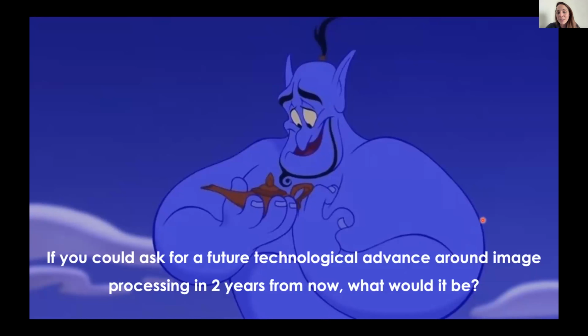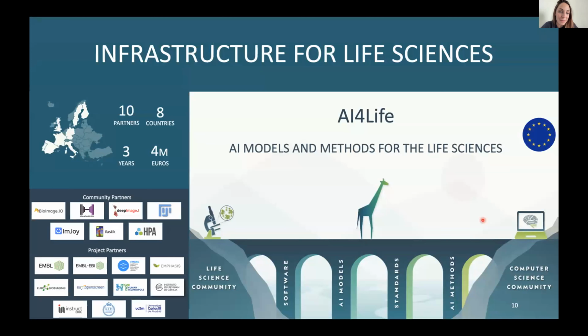And this is actually what a group of people thought about 2 years ago. And it's how a very nice project was born, and it's called AI for Life. So this is a European Horizon project composed of 10 partners from 8 different countries. And the idea is to bring artificial intelligence models and methods for life sciences. So what we want is to bridge this life sciences community with the computer sciences community by bringing infrastructure, by bringing user-friendly models and standards. So actually we can exploit the technology.